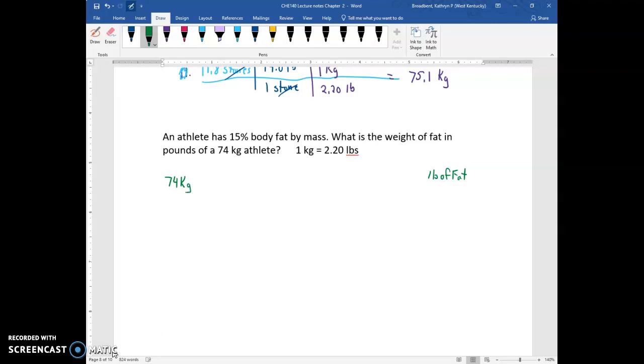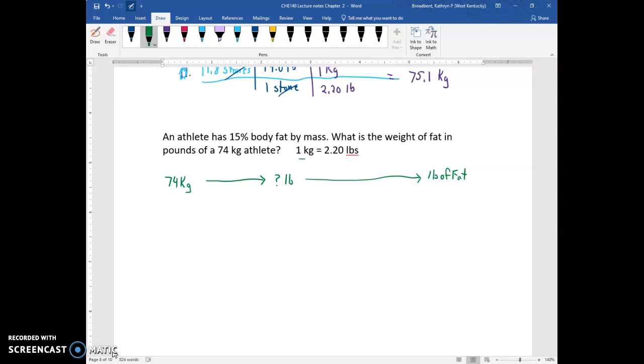So first we're going to take our kilograms and convert them into pounds. I don't know how many pounds, but it's converted into regular pounds of athlete. And then we're going to take our pounds and convert them into pounds of fat. So for the first conversion, we're looking for an equality that relates kilograms and pounds.